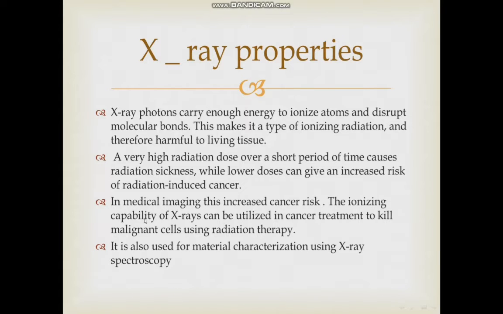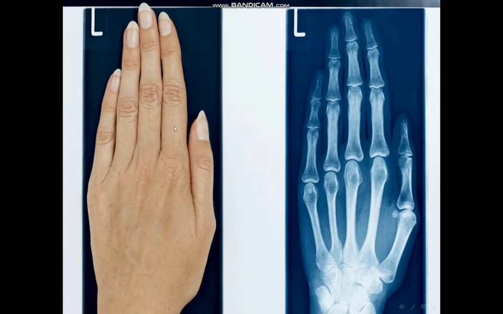In medical imaging, there is this increase in cancer risk. The ionization capability of X-rays can be utilized in cancer treatment to kill malignant cells using radiation therapy. It is also used for material characterization using X-ray spectroscopy. This image will show you what an X-ray looks like.